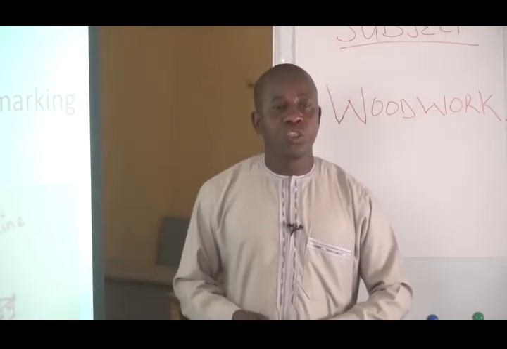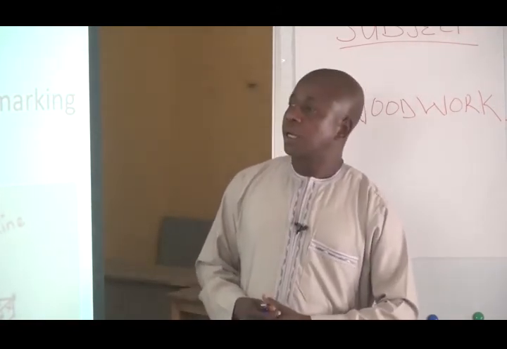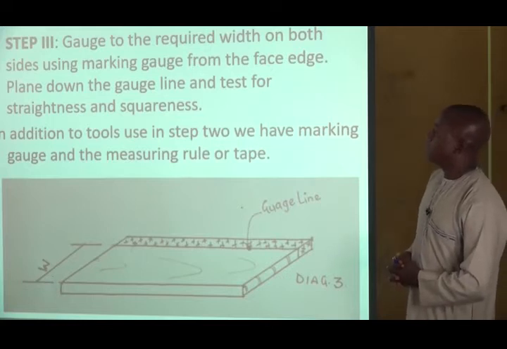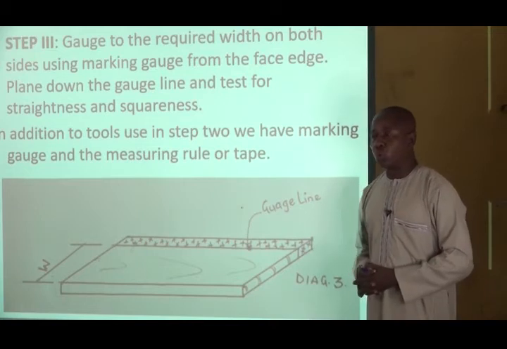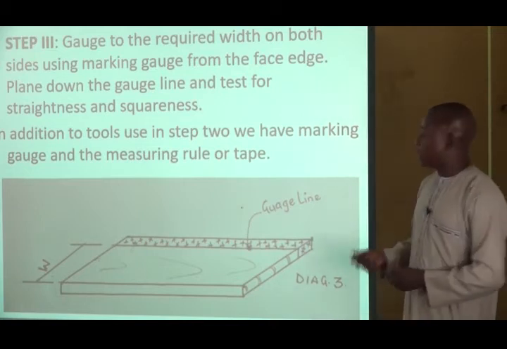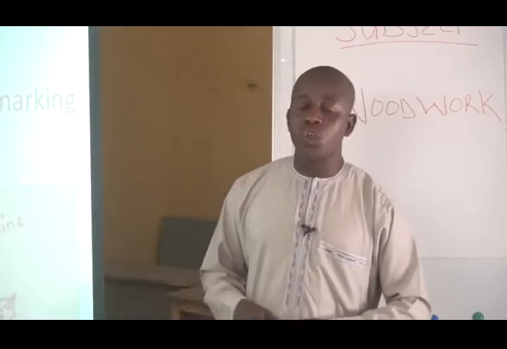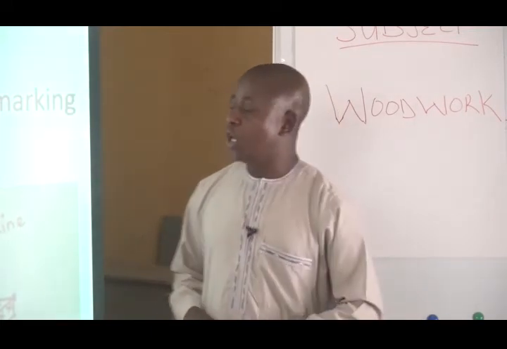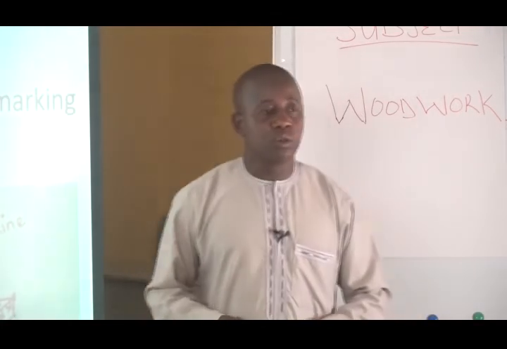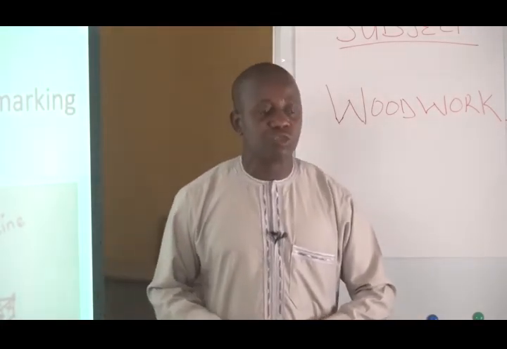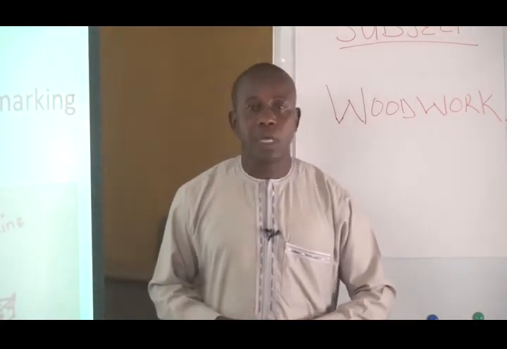Once that is done, we use the straight edge, the marking gauge, and the measuring tool or the tape to take this measurement. The tools we use in these processes include the marking gauge, the plane, our rule, and also the tri-square. That takes us to step four.